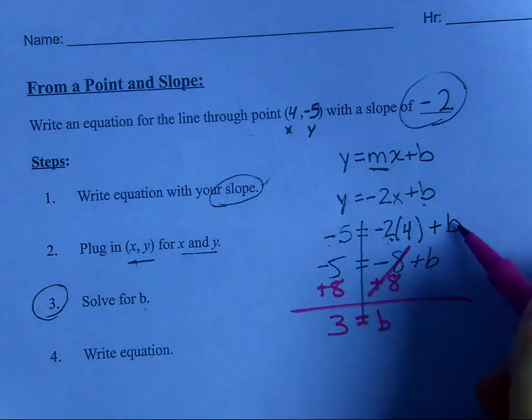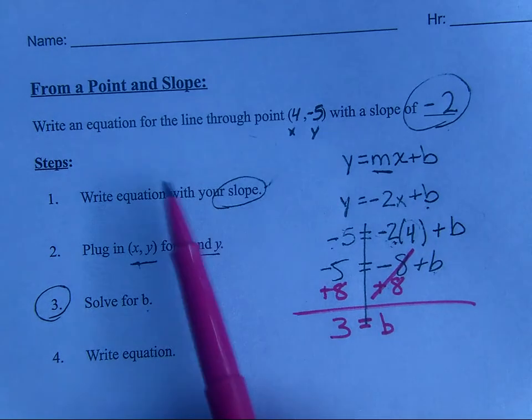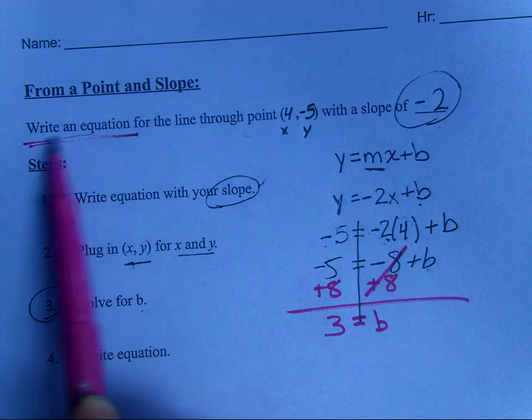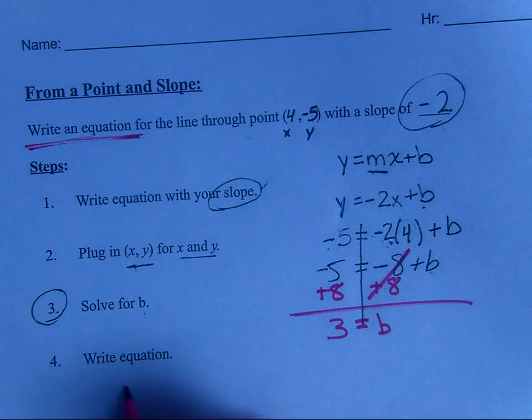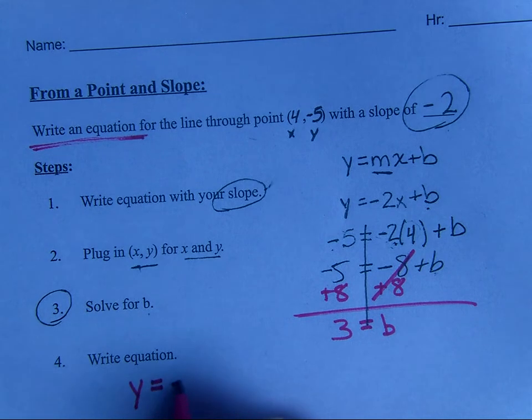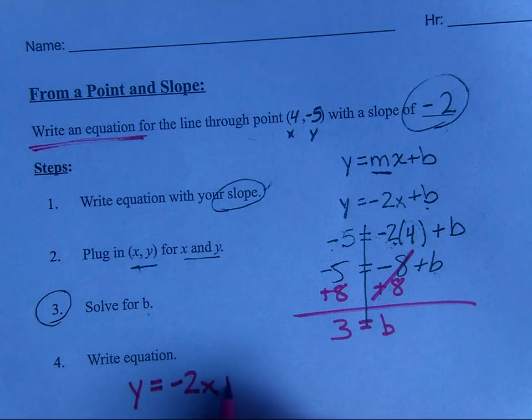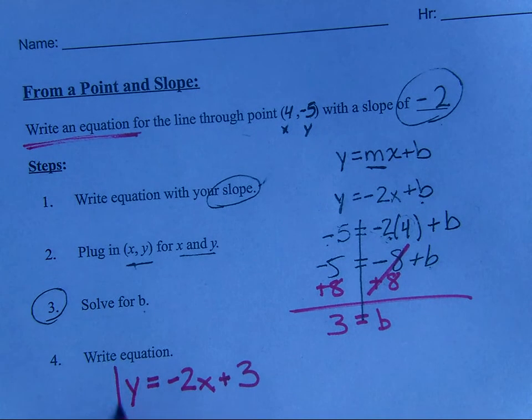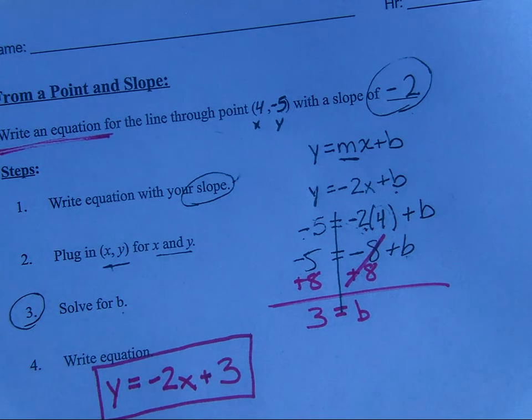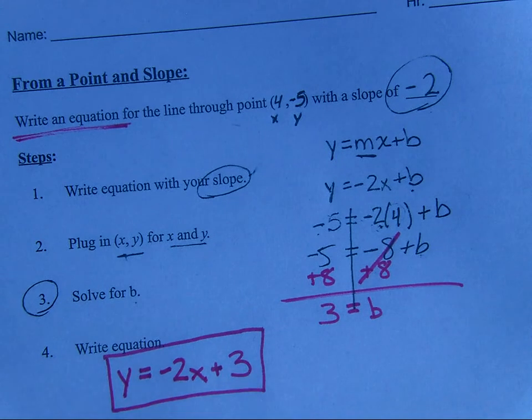So now that I've found my b, I need to rewrite my equation. The point of this process was to be able to write the equation. So that is our last step. So we're going to go back to having y is equal to my slope times x plus, now that I know that b is 3, I can have a final equation. Okay, so I've got my m, I've got my b, I've got my equation. Good.